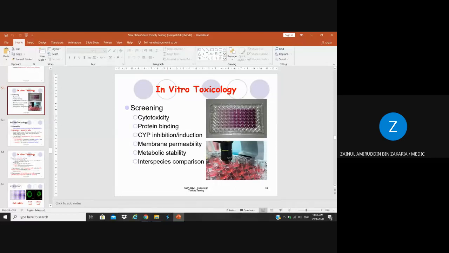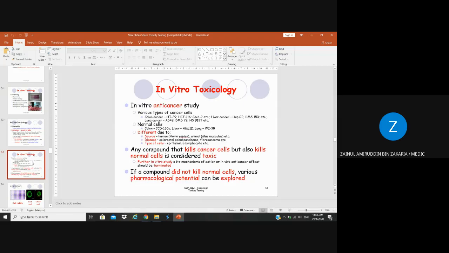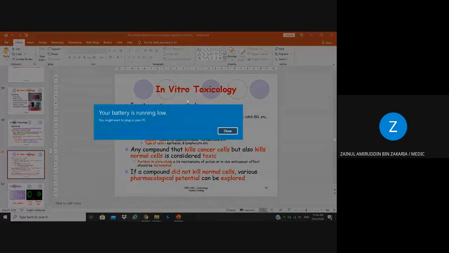Okay, cytotoxicity in vitro toxicology is used to screen for cytotoxicity, meaning whether a compound can cause toxic effect on the cell. Let me give you one example. For example, in an anti-cancer study. Okay, battery low, wait a moment. Okay, for example, anti-cancer study.